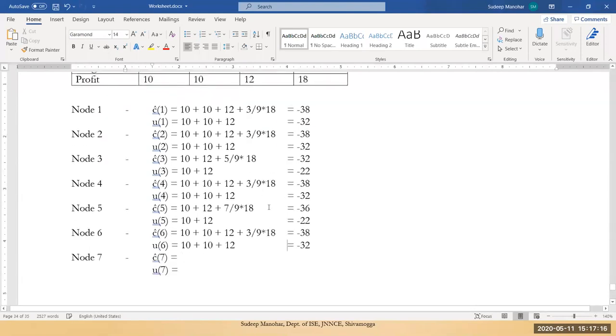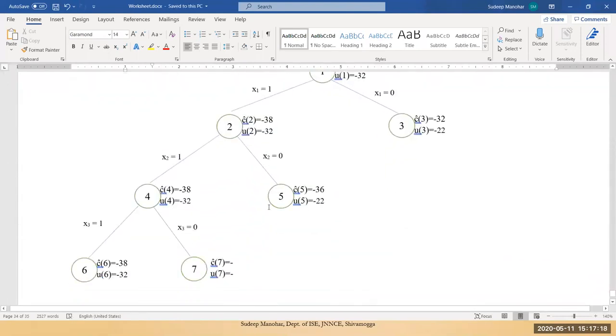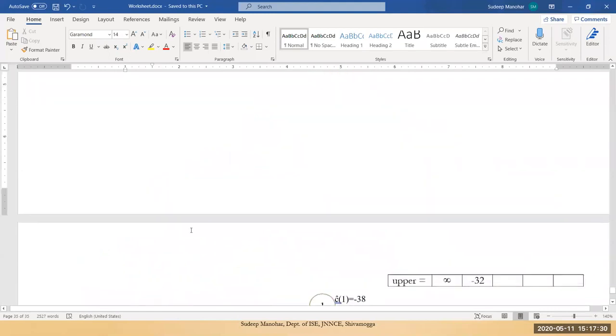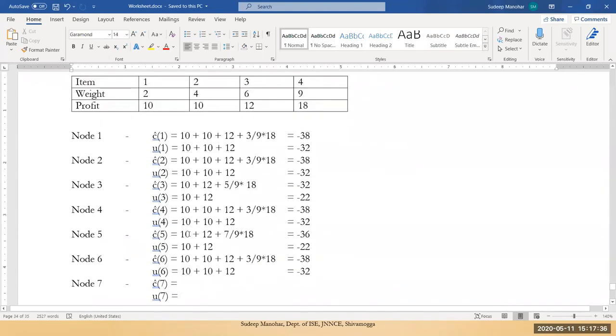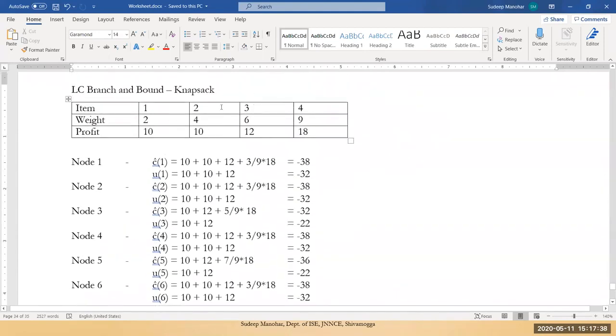Next, node number 7. So what node number 7 tells? With x1, with x2, without x3. That means first 2 items you have to consider. Third one you are not supposed to consider. Okay, let us see that. Third one, don't consider. First two you have to consider.